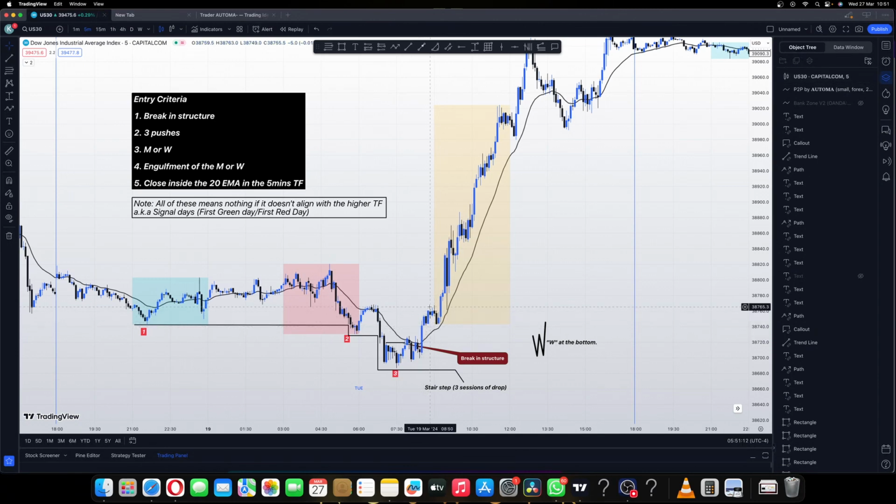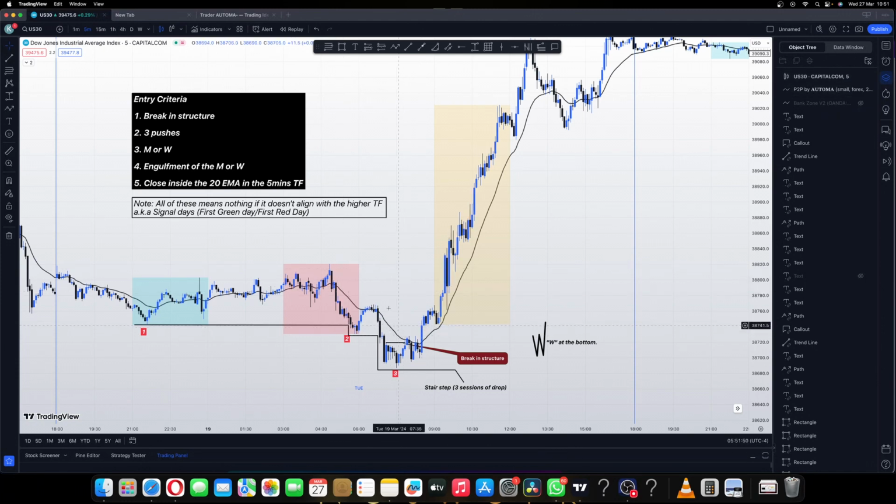I always have to wait for a pullback before I enter. So the final criteria is it must close inside the 20 EMA in the 5 minutes time frame. Must close inside the 20 EMA. So even if you are not looking at engulfment of W or M, if you are not sure about the W or M, just make sure that it's closing above the 20 EMA or inside the 20 EMA.